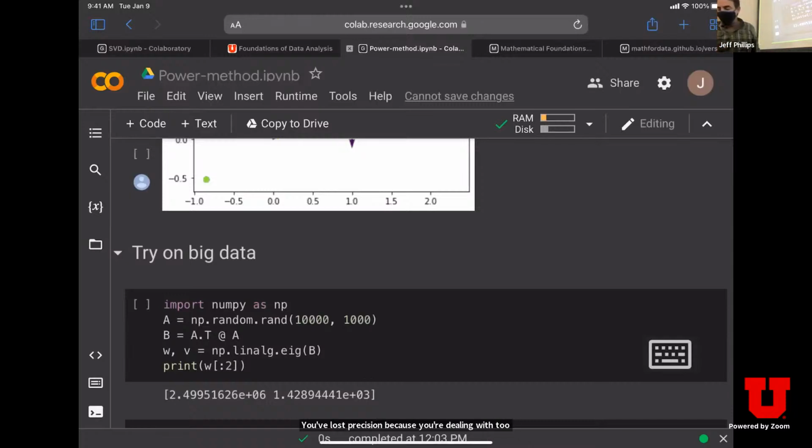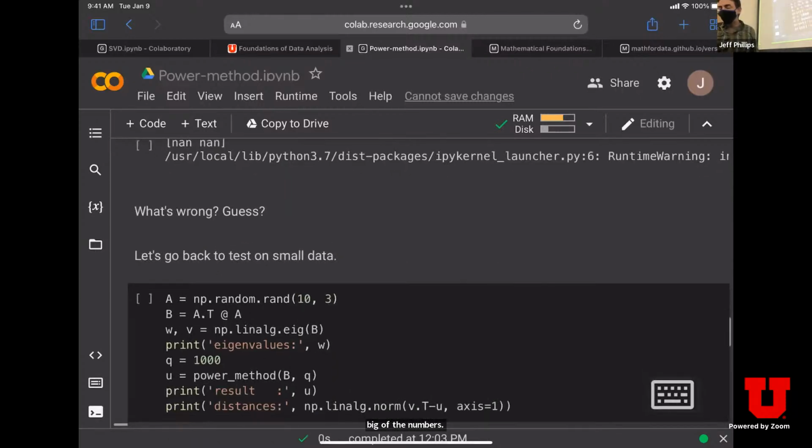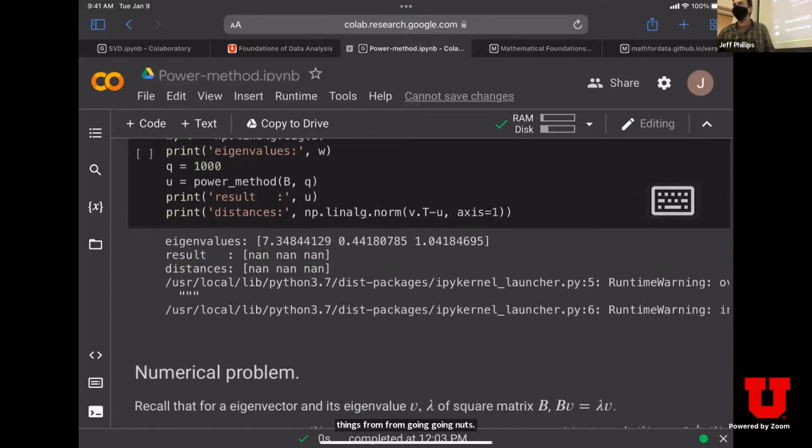And so the fix is basically, what they actually do is you normalize at every step. So every iteration you normalize, and this will keep things from going nuts. But you can play with this demo and see what happens. So, okay, cool. We'll stop there.